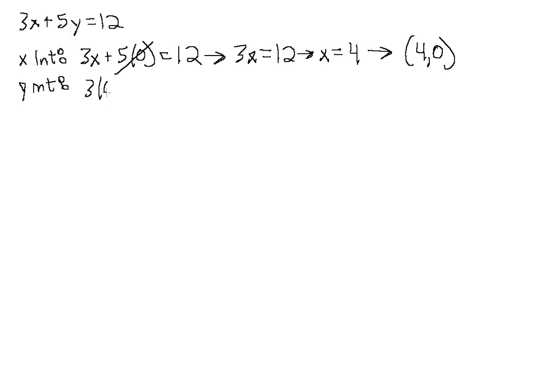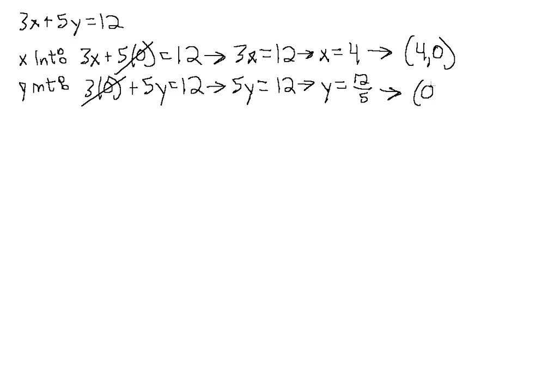So we have 3 times 0 plus 5y equals 12. 3 times 0 is 0, which gives us 5y equals 12. We can divide both sides by 5 to get y by itself, and on the right we have 12 over 5. So our y-intercept is 0 and 12 over 5. So our y value is 12 over 5 when our x value is 0.